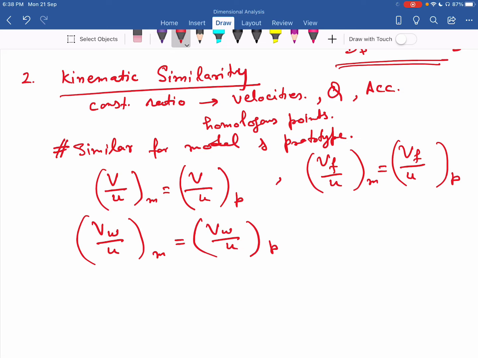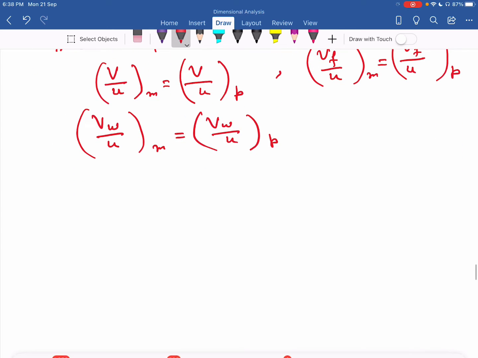Then is the dynamic similarity. If dynamic similarity exists, you can say there is a complete similarity between model and its prototype. This complete similarity or dynamic similarity we can attain by the dimension analysis method. As we earlier studied, in case of fluid machine problems, we have different variables that are involved in that particular phenomenon.